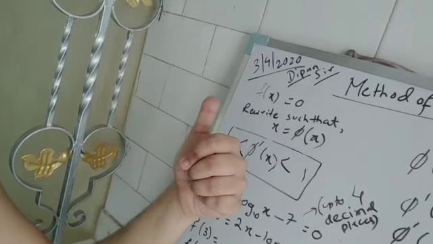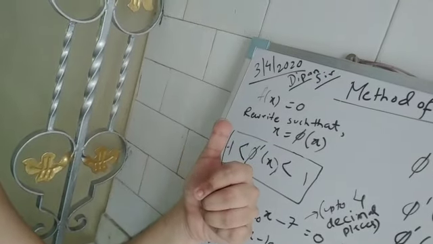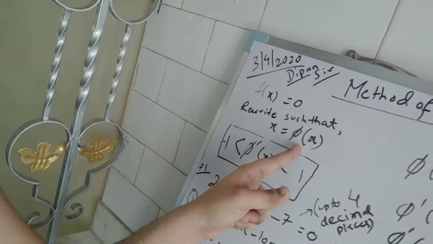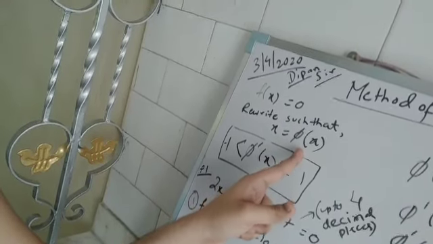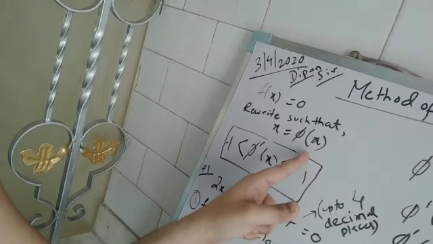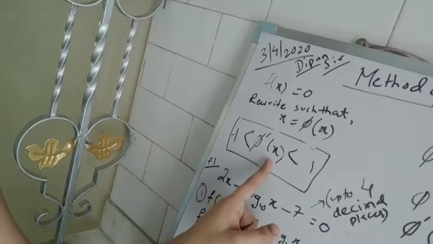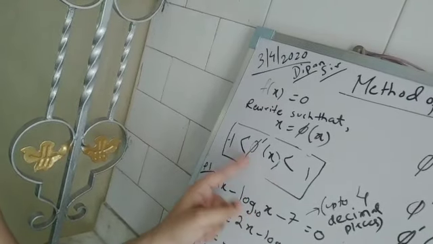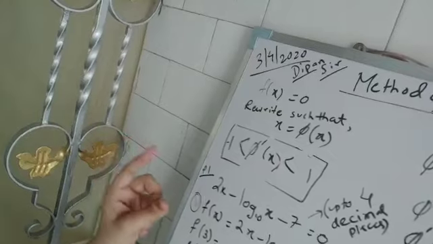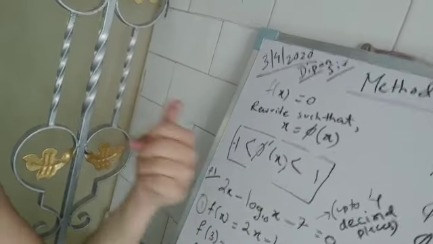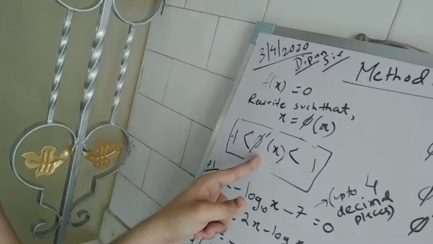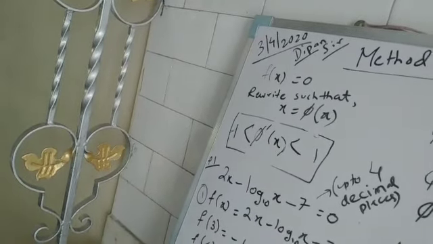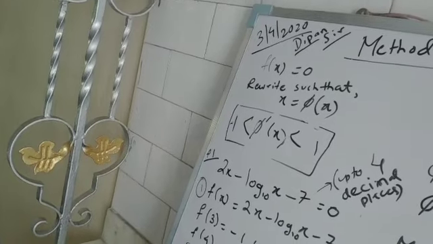Then what you need to do is find the derivative of this phi(x). You need to check whether this phi dash x, the derivative, lies within this range or not. Phi dash x should lie within -1 and 1. Remember one thing, or in other words, mod of phi dash x should be less than 1. So this is your basic condition.